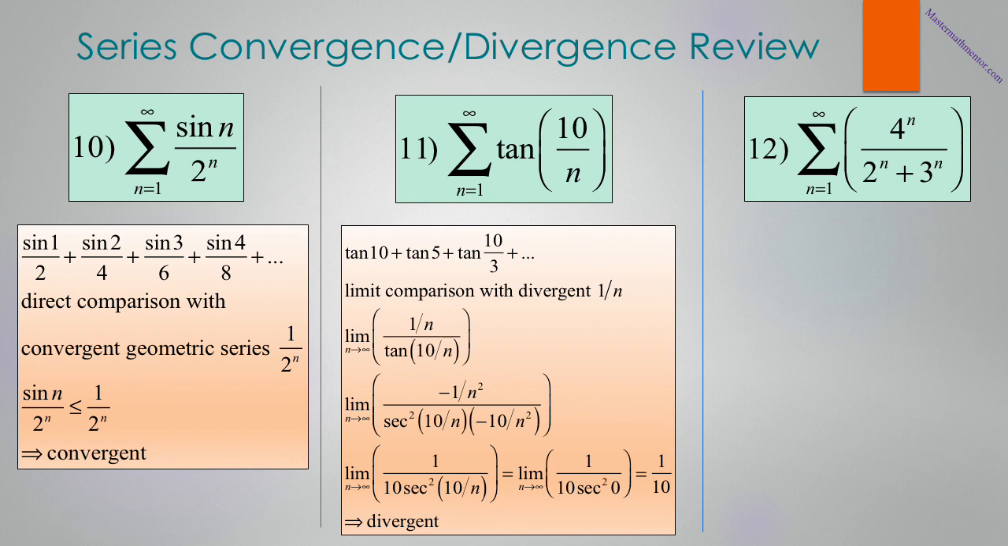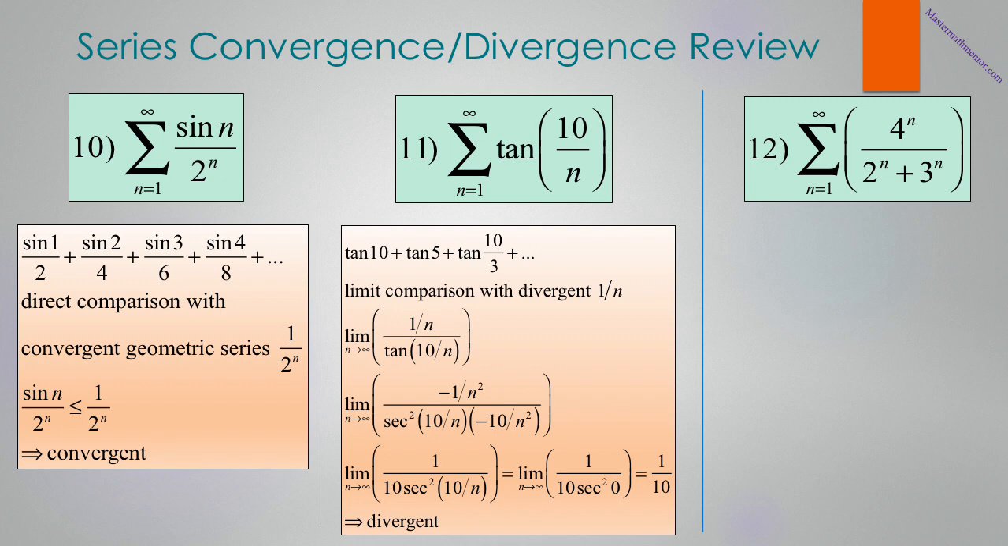In number 11, we have the summation n equals 1 to infinity of tangent of 10 over n. Expanding, we get tangent of 10 plus tangent of 5 plus tangent of 10/3 plus ... We will do a limit comparison test with the divergent harmonic series 1 over n and look at the limit as n approaches infinity of 1 over n over the tangent of 10 over n. And this turns out to be 0 over 0.